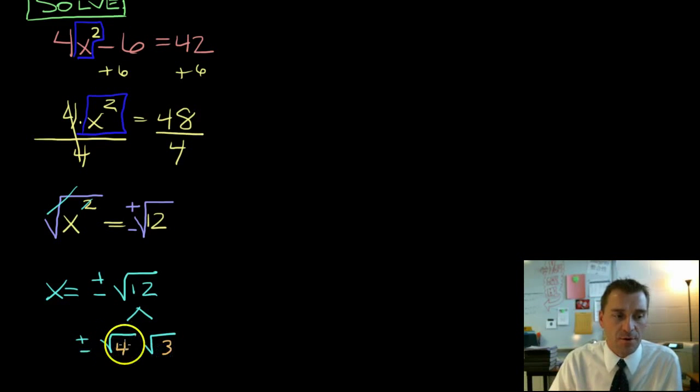So that means the square root of 4, 4 is perfect, so it's freed from jail. Out of jail it goes. It becomes a 2. The 3 is not perfect. It stays in jail. Wonderful. And I have the plus or minus over here.